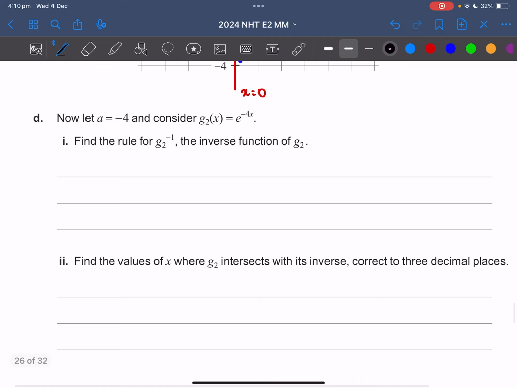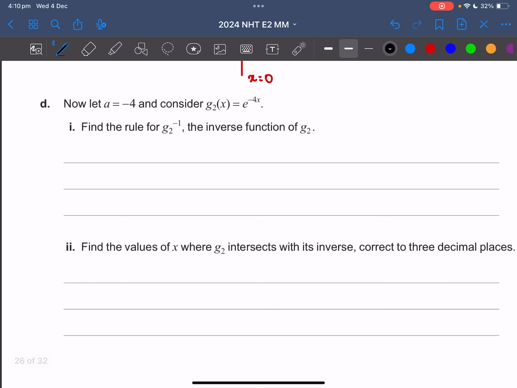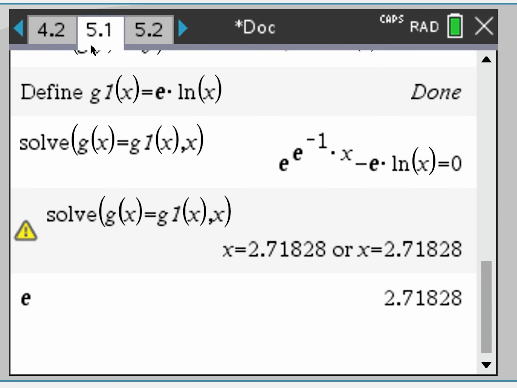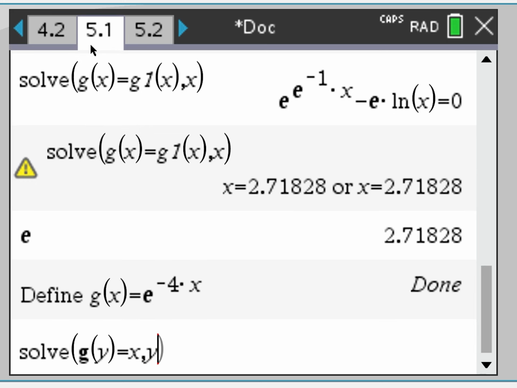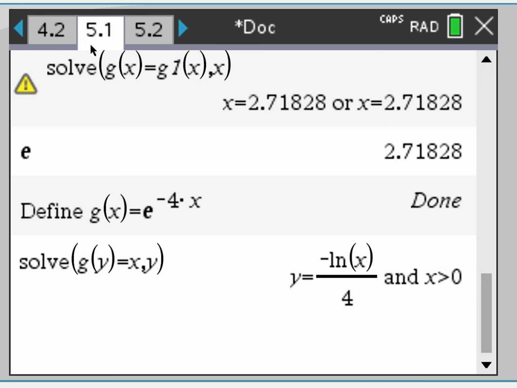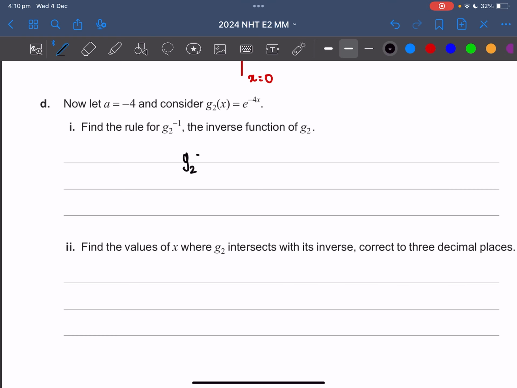Alright, so now let a equal minus 4 and consider g2 of x equal to that. Find the rule for g2 inverse. So we have to find the inverse of that. Okay, so let's do that real quick. I'm going to define g of x as e to the power of minus 4x. Okay, and now we'll solve g(y) equals x for y. So this is our inverse. So that means g2 inverse of x is equal to minus log base e of x, over 4.